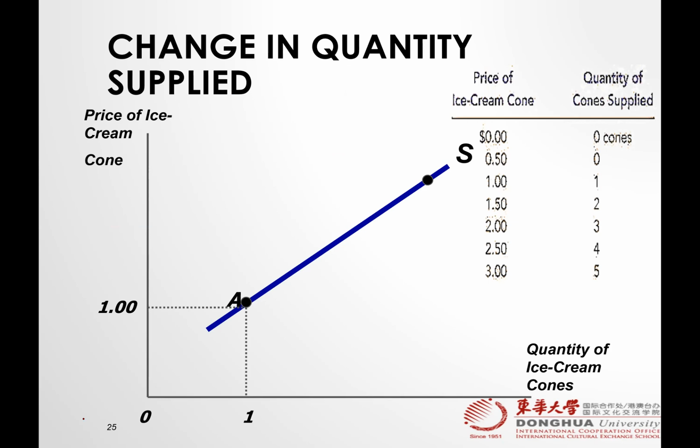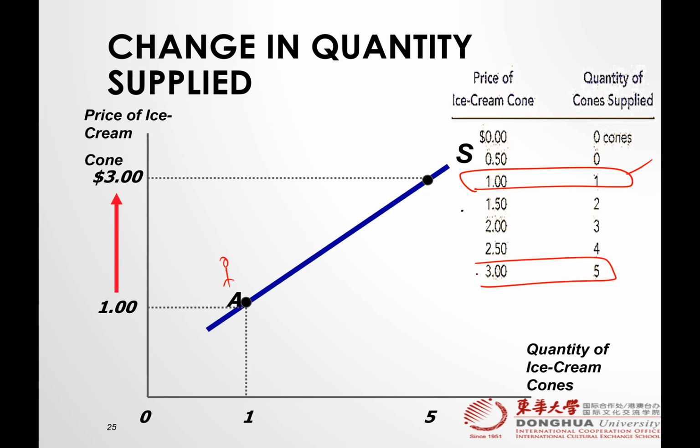So look at our example here. We are on point A, which is at this level. When the price of the ice cream is 1, quantity supplied is 1. The producers or sellers are selling just 1 cone of ice cream. What happens if the price changes to 3? Now suppliers are supplying 5. So you see, there is a change in quantity supplied from 1 to 5. The reason is that price has increased from 1 to 3.